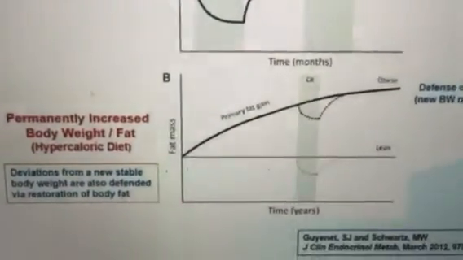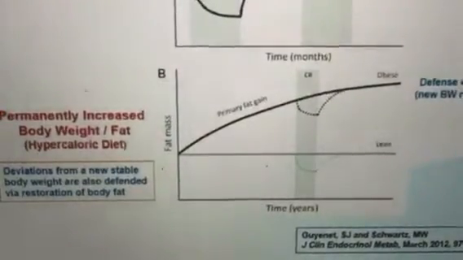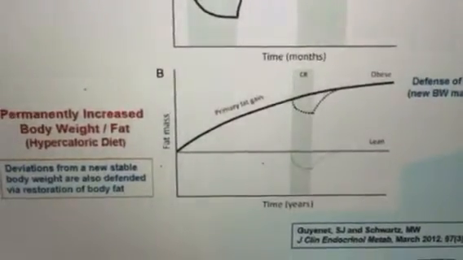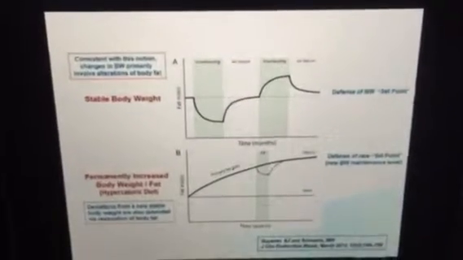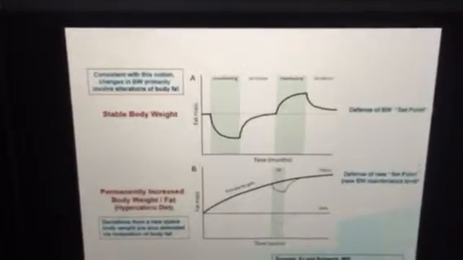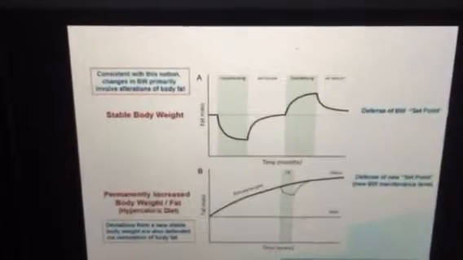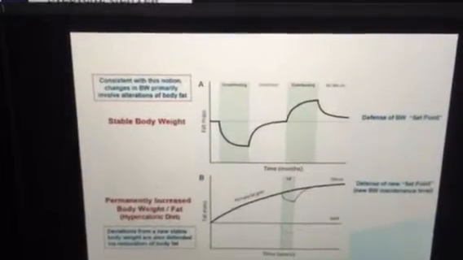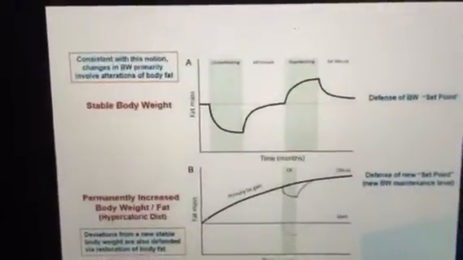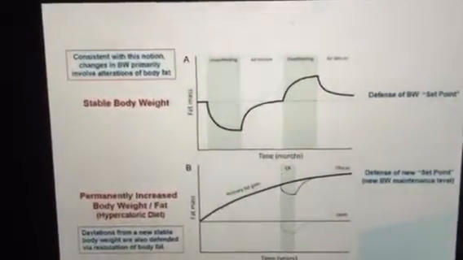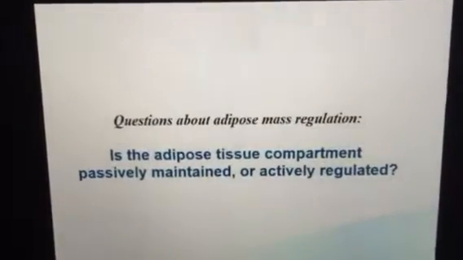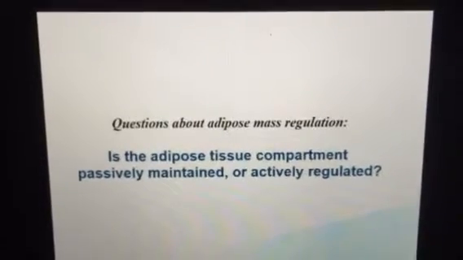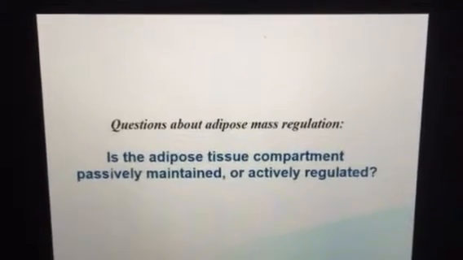And you see these changes to nutritional manipulations even in this case. So if you food deprive animals at their new set point or their new maintenance body weight, they will drop in weight, and when you release that manipulation, adipose mass restores to its previous level. Considering all of these observations, we really have to ask the question that we started out with, and that is: is the adipose tissue compartment passively maintained or actively regulated?